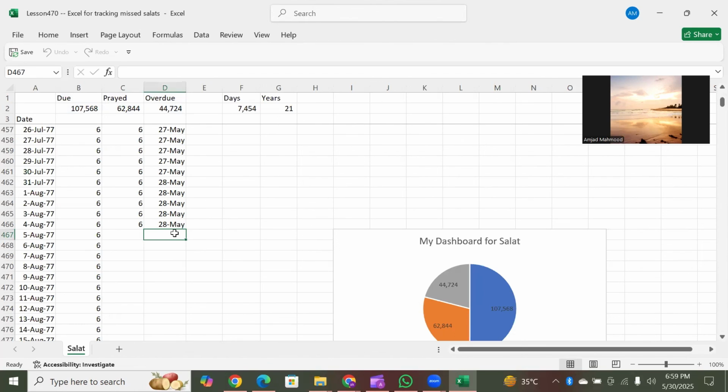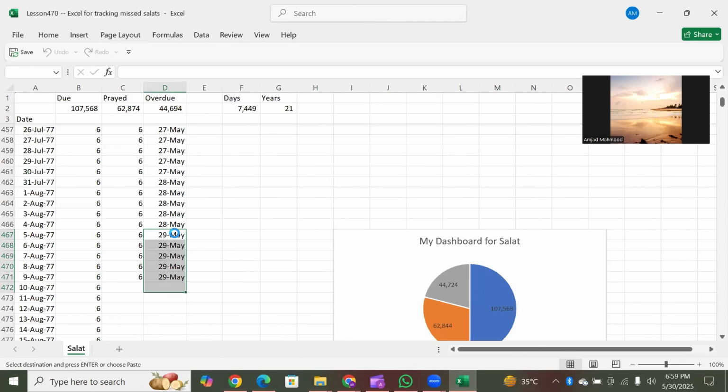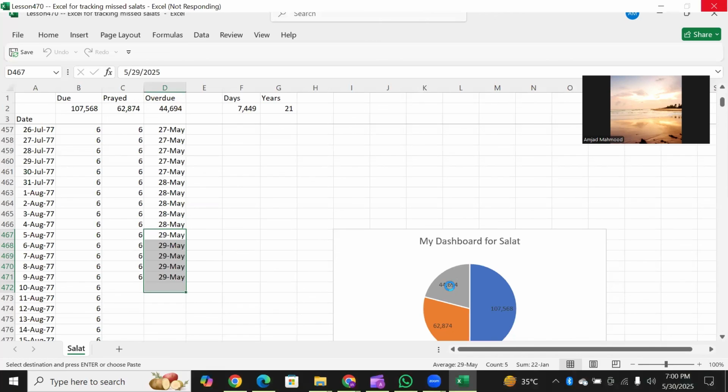So yesterday was 29. Let's enter that we have performed 5 days of Salah for yesterday. Right, so it has updated all the figures, and 7449 days are remaining, so that once they are done, this gray bar will be removed from here and you will be at par.